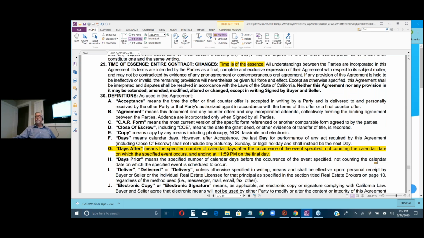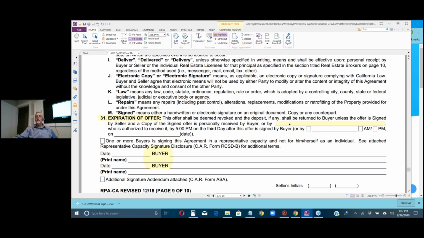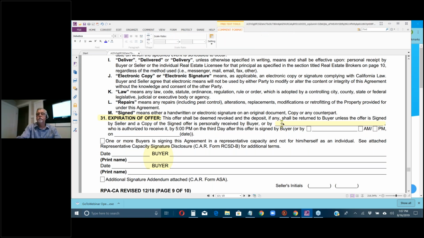And then expiration of the offer, you should write in here where it says "or by." Does everybody see that? Your name. So let's say you're the agent representing the buyer. You put your name in there. And what this is saying is that delivery to you constitutes delivery to the buyer. If you do not write in your name, then delivery means delivery to the buyer. If I'm the listing agent, I don't like that if this is blank.